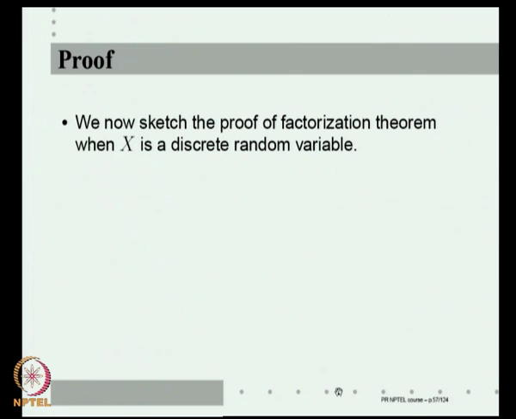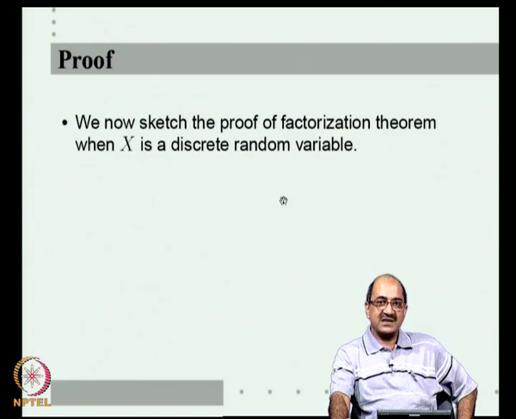Okay. Now, we will sketch out the proof for the factorization theorem. We will do it only for the discrete random variable case. The proof is similar for the continuous case. I will just mention where the difference comes later on, but it is a little more complicated. So, we will do it only for the discrete random variable case.